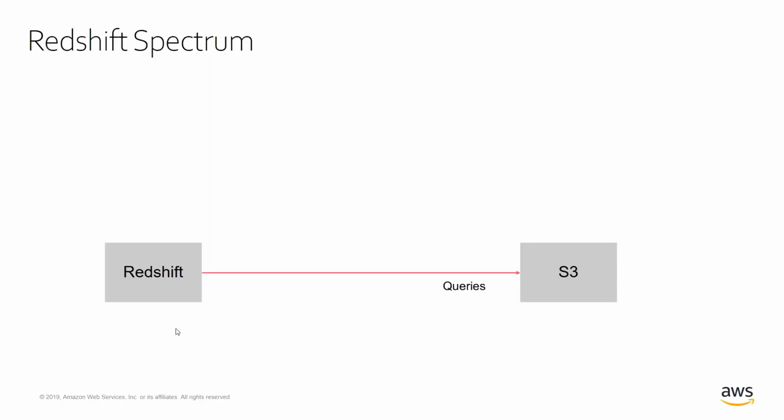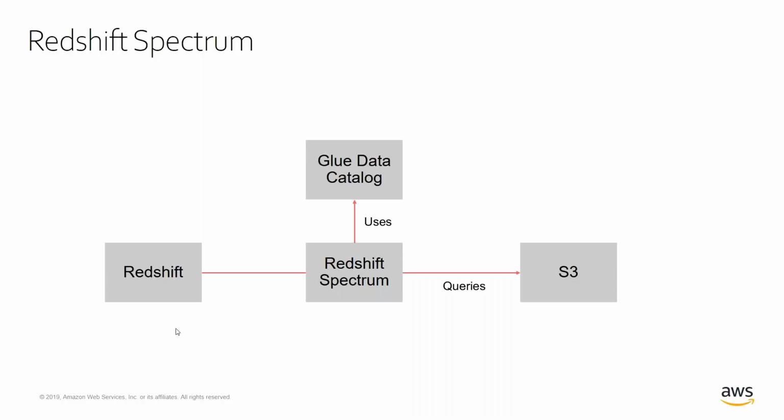So how does that work? Which brings us to the discussion of Redshift Spectrum. Redshift Spectrum is the engine in between the Redshift cluster and S3. And Redshift Spectrum uses the data catalog for the schema.